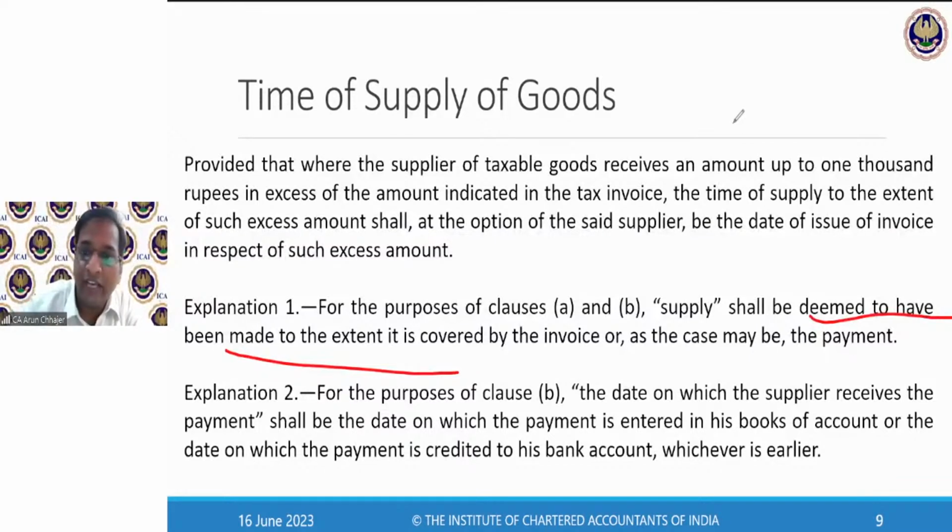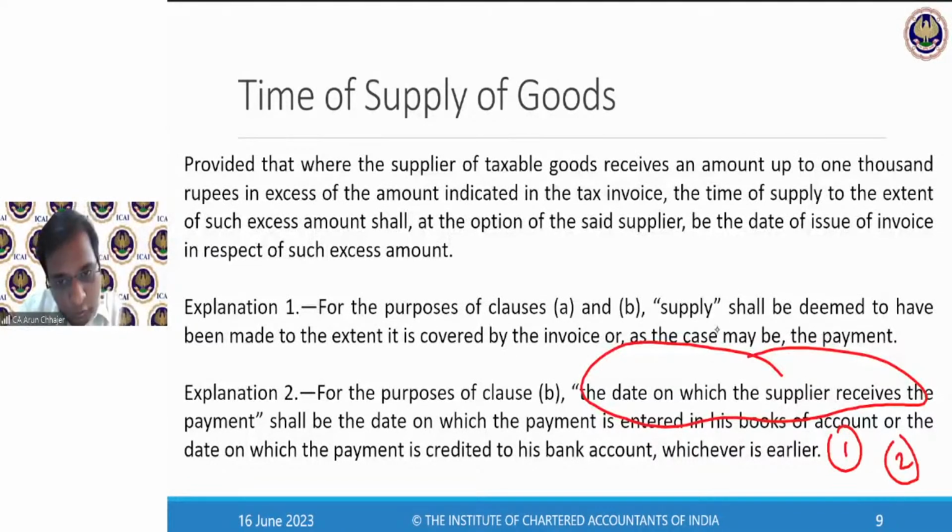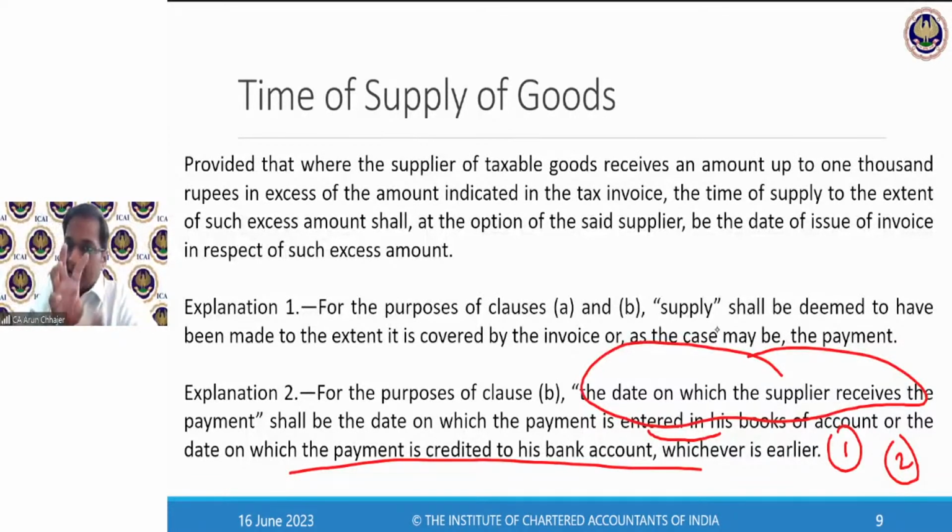Now, what is the meaning of date of payment? The date on which the supplier received the payment would be the earlier of the below two. The date on which the amount is entered in the books of accounts, or the date on which the payment is credited in the bank, whichever is earlier. That will be the date on which the supplier received the payment.